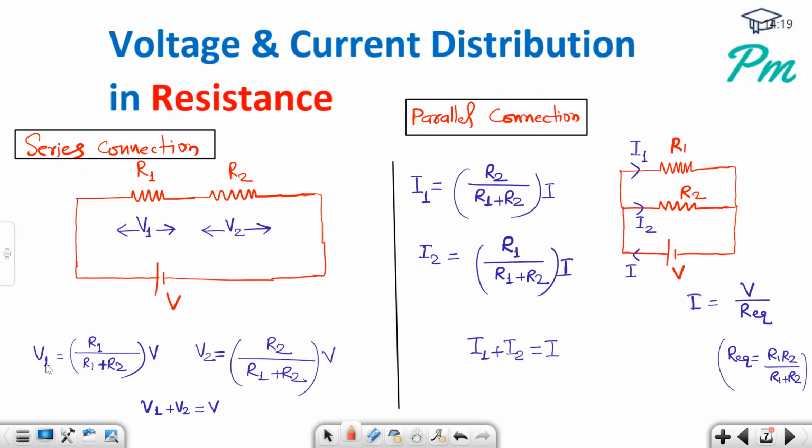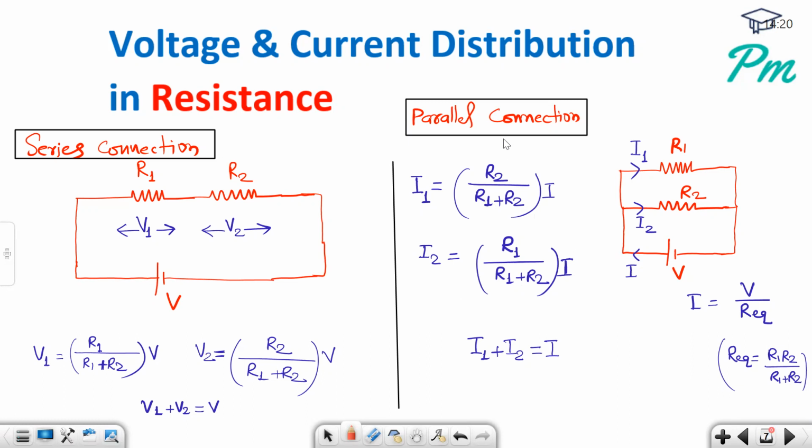So if we have to find V1, then put R1 here, and if V2, then put R2 here. And in the denominator, it is R1 plus R2, the same in both formulas. And V is the total voltage, that is the source voltage. Now after that, if you sum these two equations, you will get V1 plus V2 equal to V. So this is a very important trick. It may increase your efficiency to solve the question in very short time.